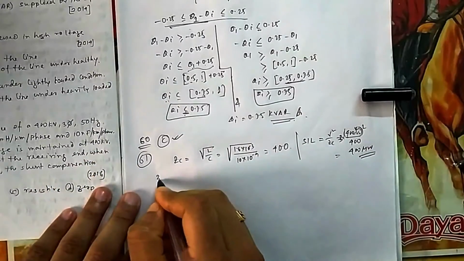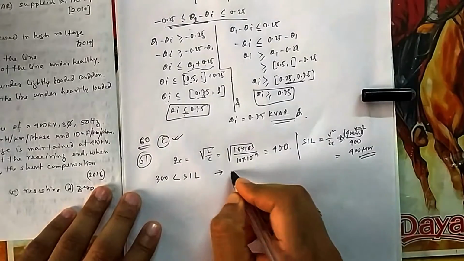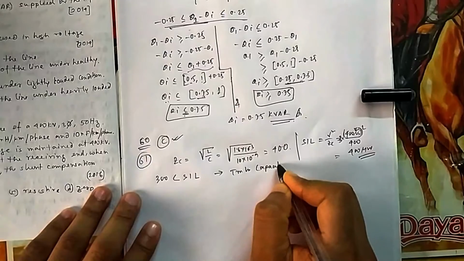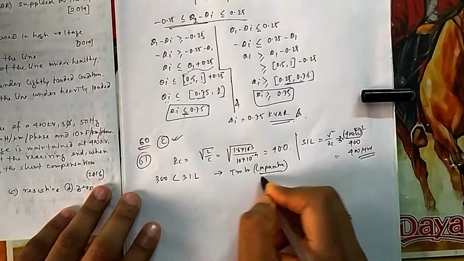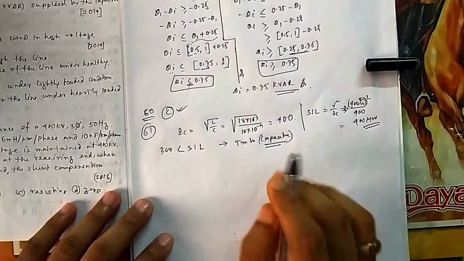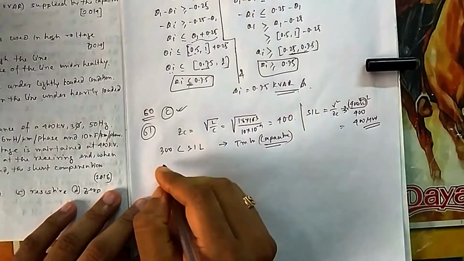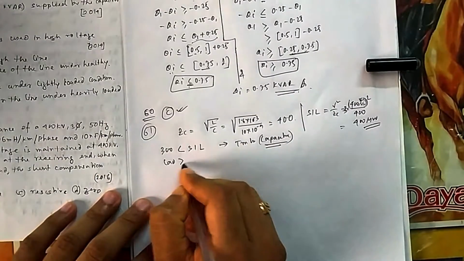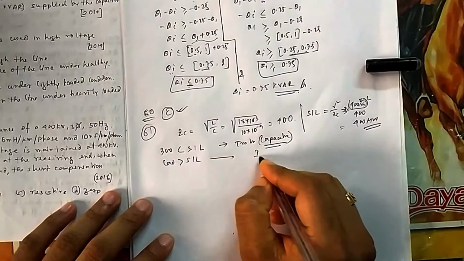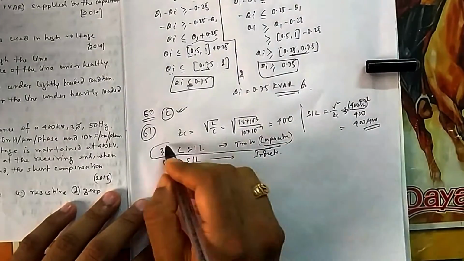Now because you are delivering 300, which is less than your SIL, when your load is less than your SIL, then your transmission line looks like a capacitive load. So the effect of capacitance increases. You can think of it in this way also: in case of lightly loaded lines, the capacitive effects get higher. And if your load is greater than SIL, you remember, the transmission line will look inductive.